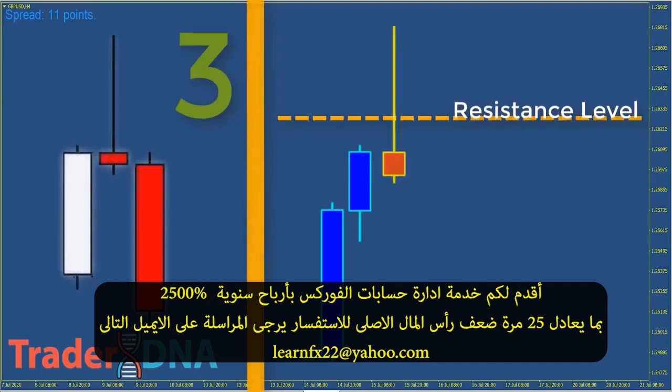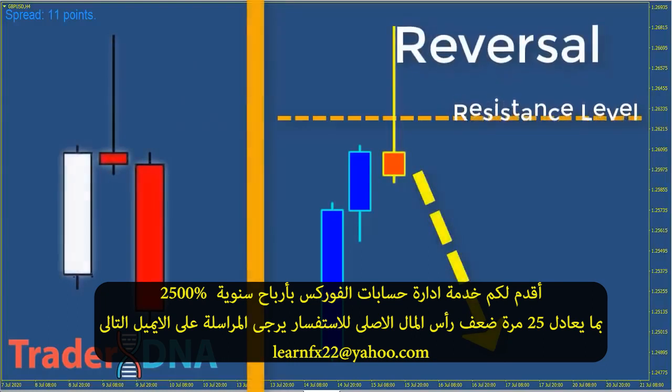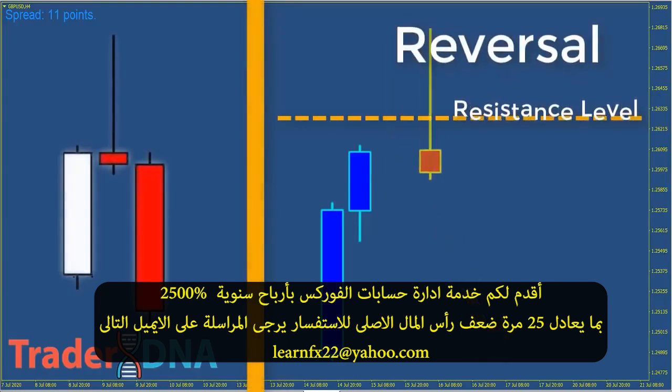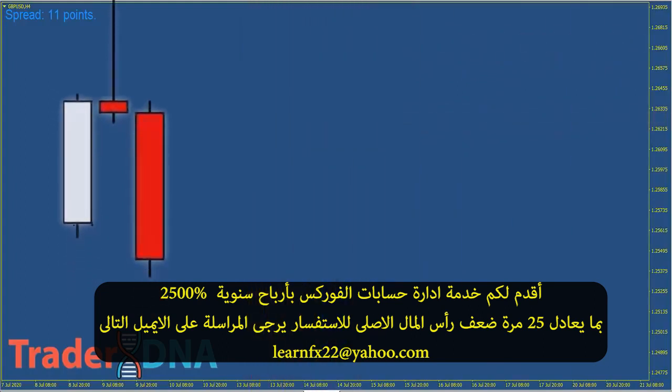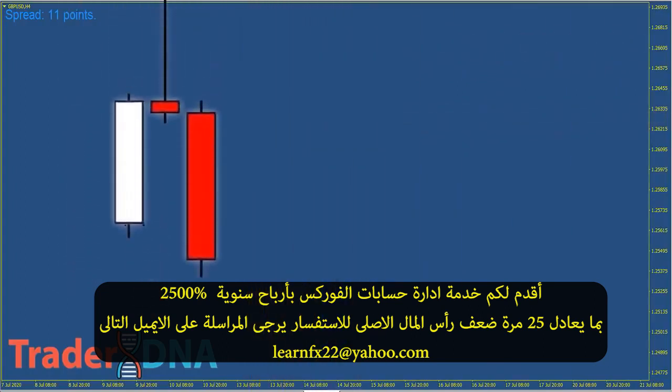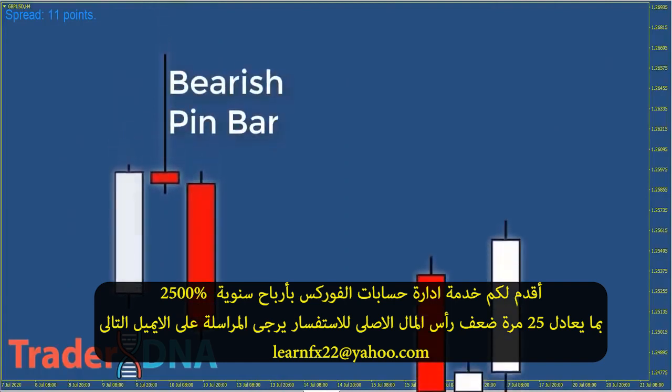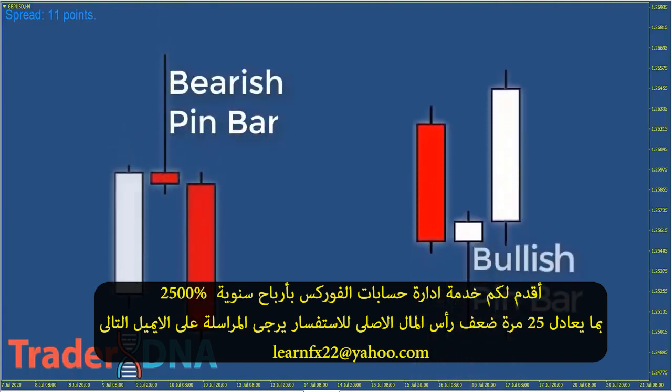A lower open or a red candle the next day reinforces the fact that selling is going on and sellers have now taken control. Basically, pin bar is a reversal pattern. But, however, the pin bar can be traded with or against the trend. There are two types of pin bar. First, bearish pin bar. Second, bullish pin bar.